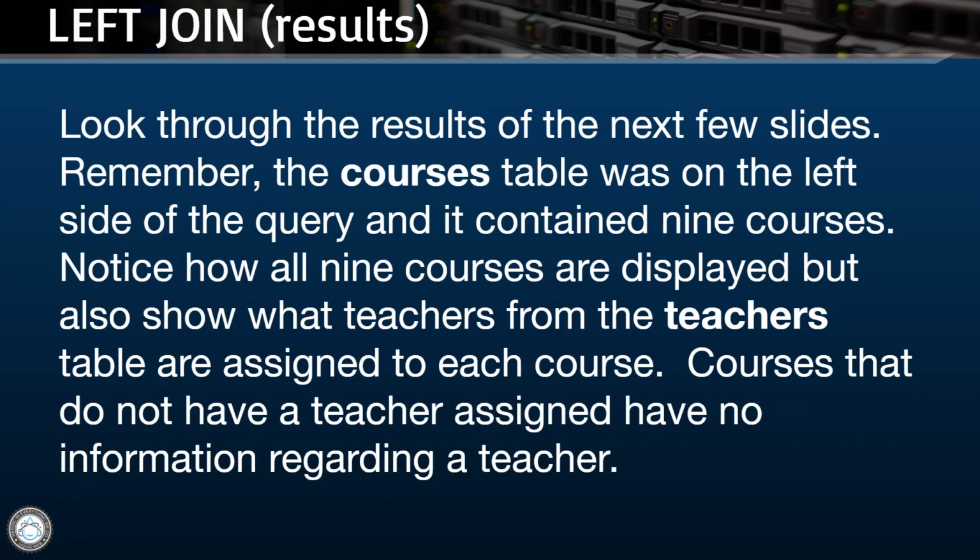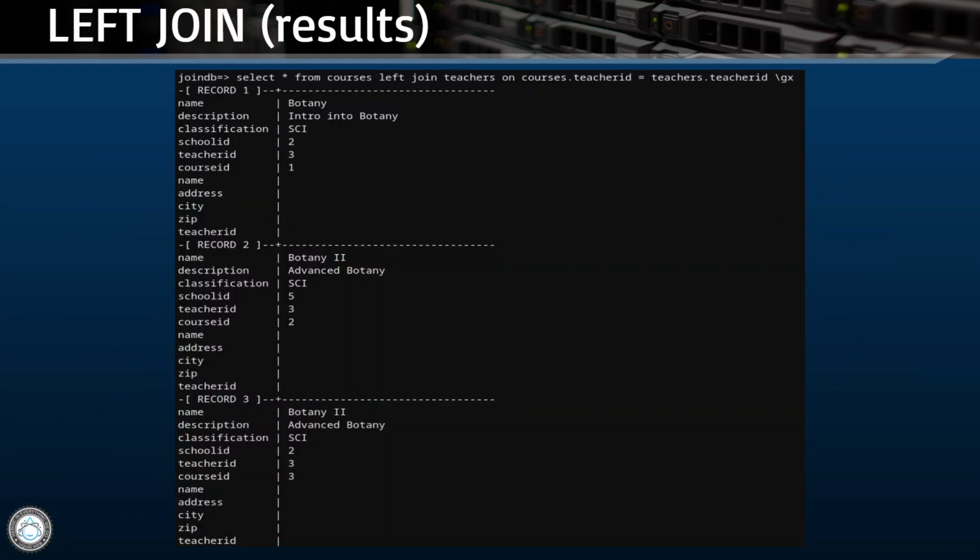So let's run our query and take a look at our results. So here's the first 3 records of our query, and since we're seeing every course that's available, whether or not there's a teacher, that's what we see here. The first 3 courses do not have a teacher assigned. So these fields from the teachers table are empty.